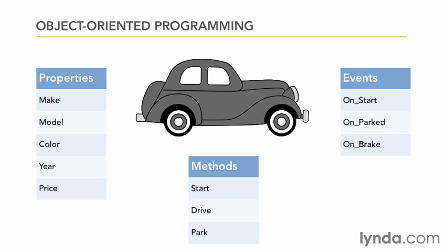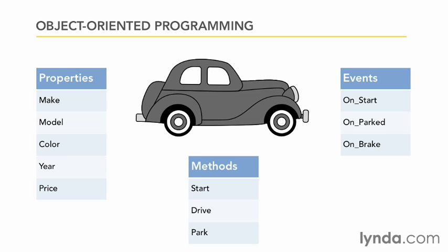Actions you can perform with a car are called methods and are described using verbs. For example, you can drive a car, park a car, or wash a car. Things that can happen to a car are called events. Some events mirror the object's methods, such as a car being started or being parked.